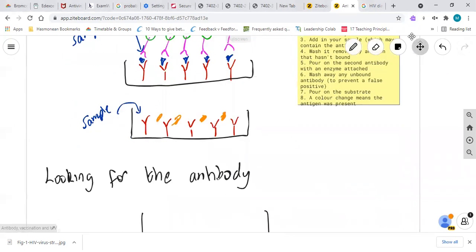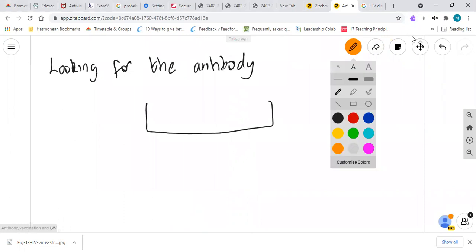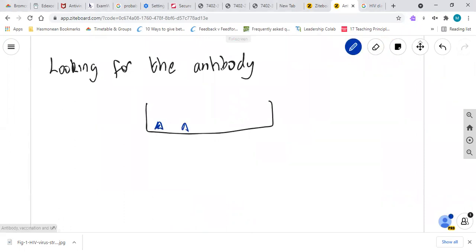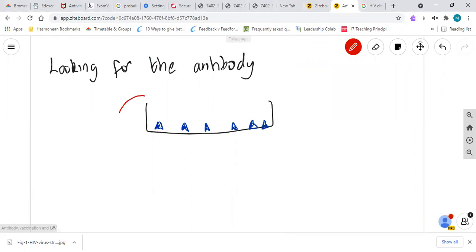The other possibility is that you're looking for the antibody. The principle is much the same, but we just do it in reverse. So this time we're going to coat the bottom of the tray with the antigen. Again, I'm going to wash it to prevent any unbound antigen staying behind. And I'm going to pour on my sample.